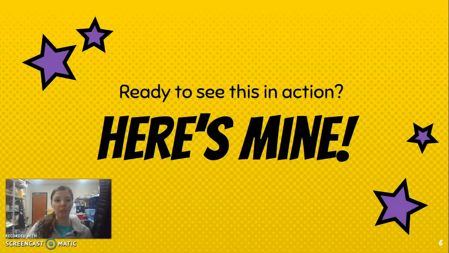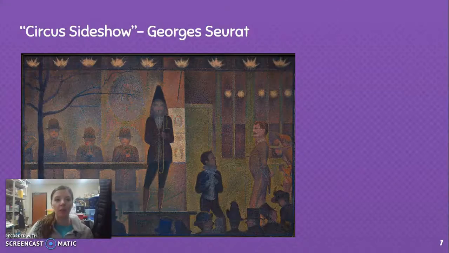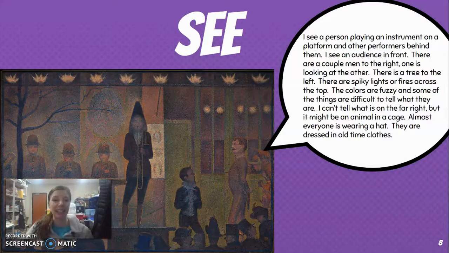So here is my example of a See, Think, Wonder. The painting I chose is called Circus Sideshow by Georges Seurat. So some of the things that I see are a person playing an instrument on a platform and other performers behind them. I see an audience, a few men to the right, they're looking at each other. There is a tree, some fuzzy lights, and then I notice that I can't tell what's on the far right, but it might be an animal in a cage. Everybody seems to be wearing old-time clothes, and the guy in the middle seems to be wearing a hat of some kind.